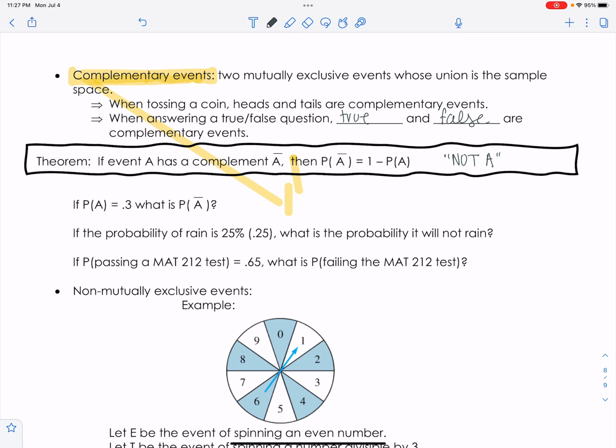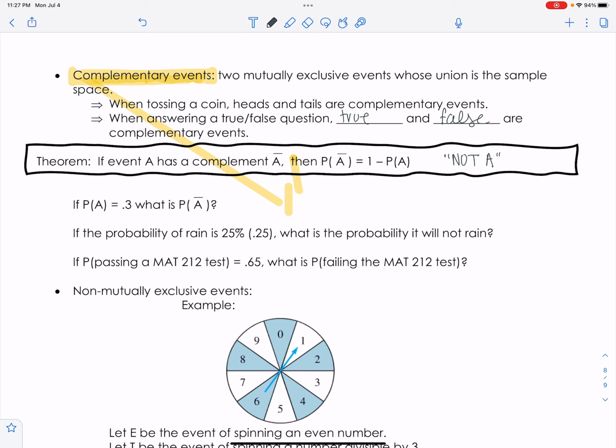If A has a complement, rewrite that as A with the little bar over it. Then the probability of the complement of A is 1 minus the probability of A. How this will look in a question I wrote off to the side there is it will say, what is the probability of not A? Not is going to be your clue that we're looking for the complement.